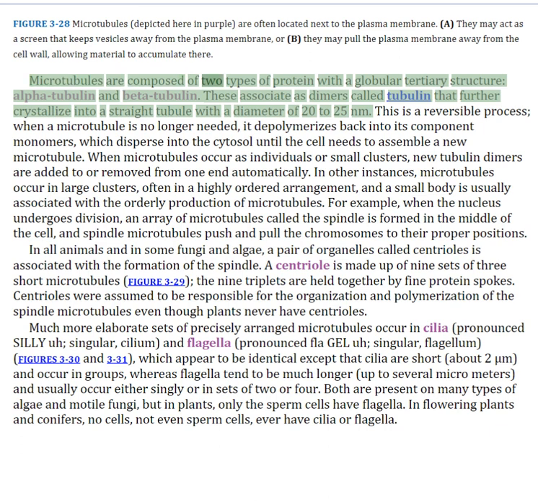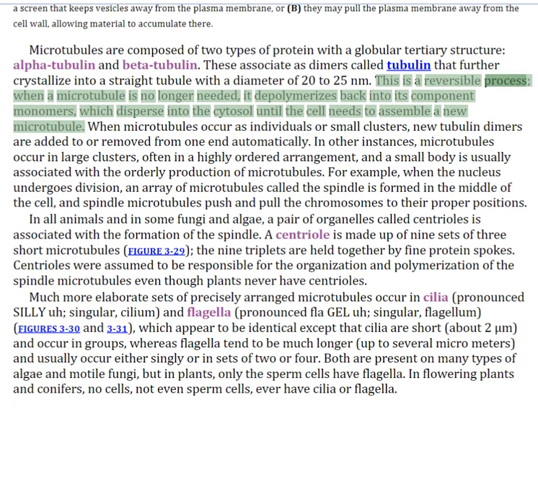Microtubules are composed of two types of protein with a globular tertiary structure, alpha tubulin and beta tubulin. These associate as dimers called tubulin that further crystallize into a straight tubule with a diameter of 20 to 25 nanometers. This is a reversible process. When a microtubule is no longer needed, it depolymerizes back into its component monomers, which disperse into the cytosol until the cell needs to assemble a new microtubule.